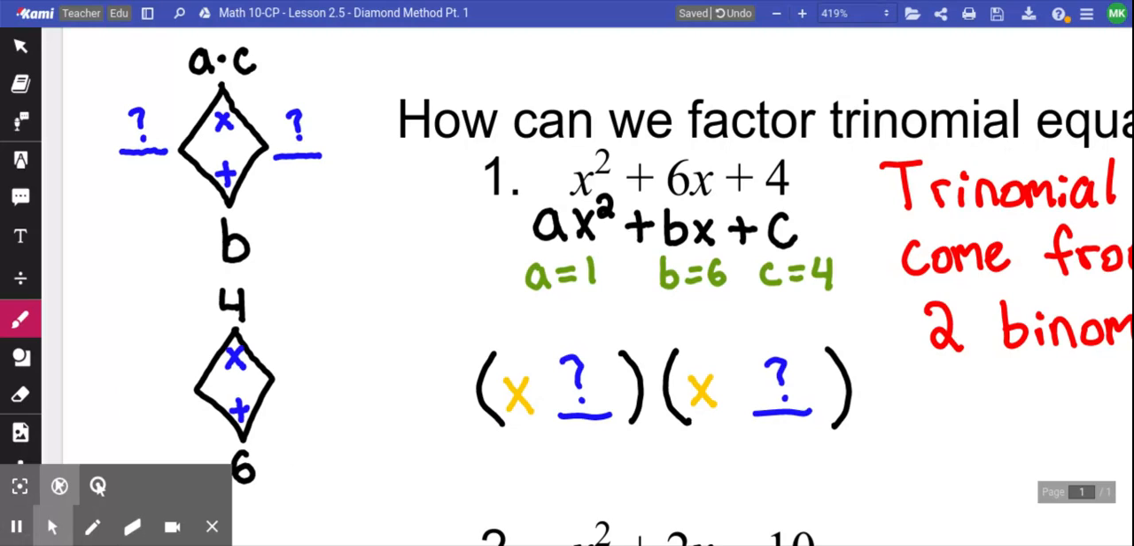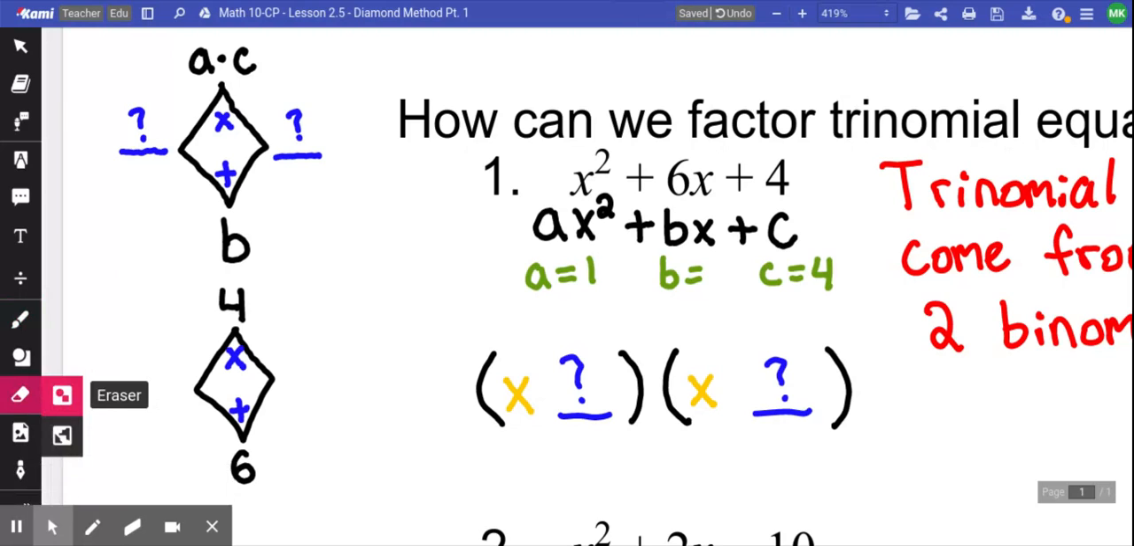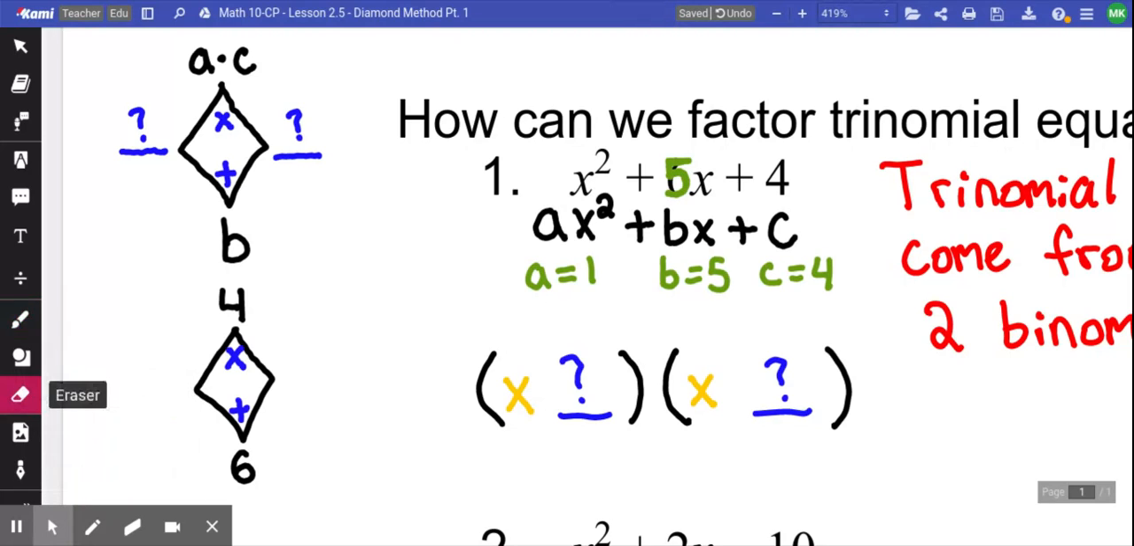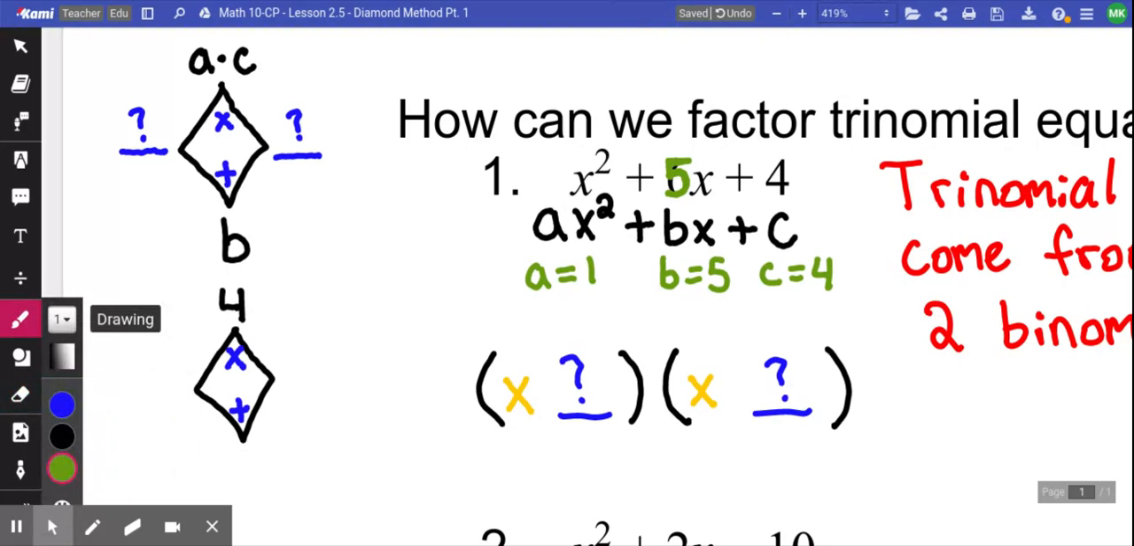Oh no. That's a typo. That should not be a 6. That should be a 5. So we're going to go back to this question. You need to change this to be a 5. I sincerely apologize for that. That means the bottom of your diamond is a 5.